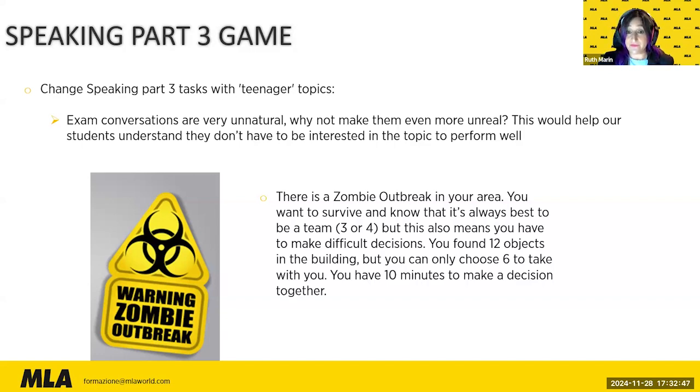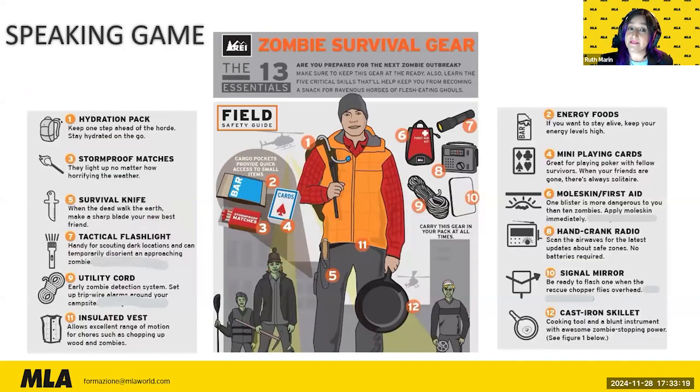So I put them in 3s or 4s, and I told them there's a zombie outbreak. Now, you found 12 objects in the building, but you can only choose 6 objects to take with you. And I give them 10 minutes to make a decision together. So we put them in 3s or 4s. I prefer 4s, to be honest, because I'm then going to change them, change pairs, move them around. And this is something that they might get into.